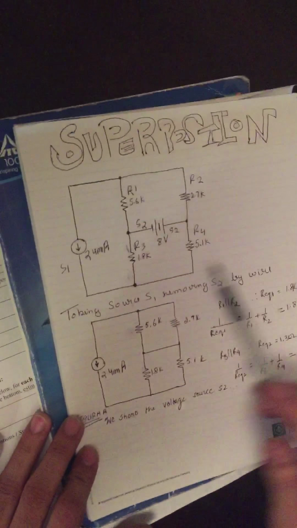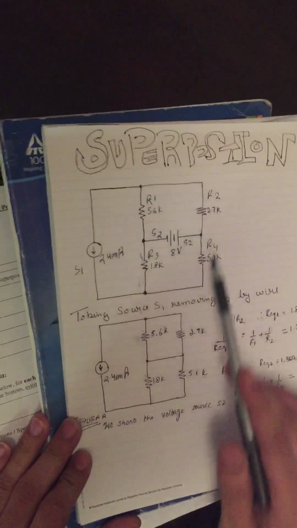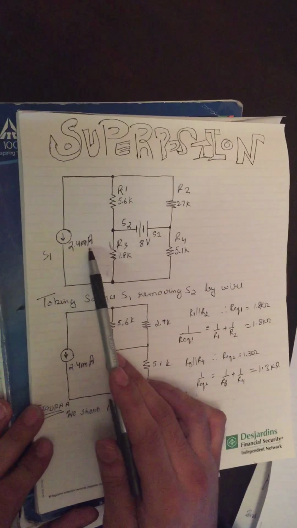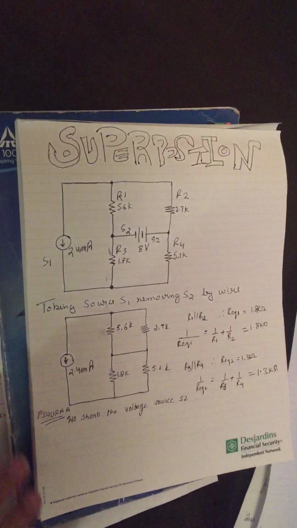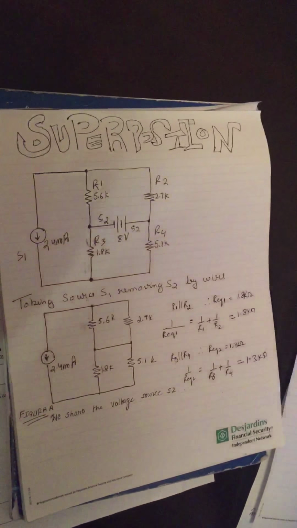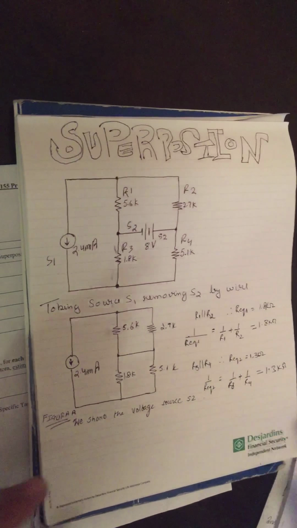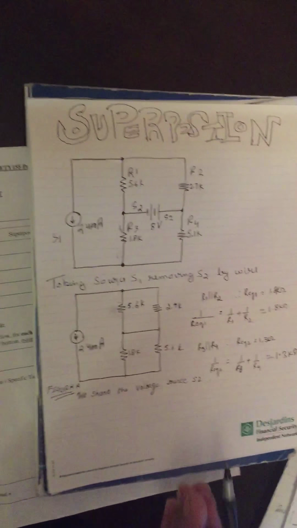Let's look at our circuit B, which has values for all the Rs, and here we go. We have source 1 at 2.4 milliamp and source 2 at 8 volts. So the superposition theorem is usually based on taking one source in one step and another source in another step, and we're going to combine our values in the final.